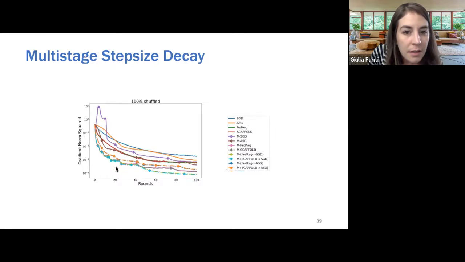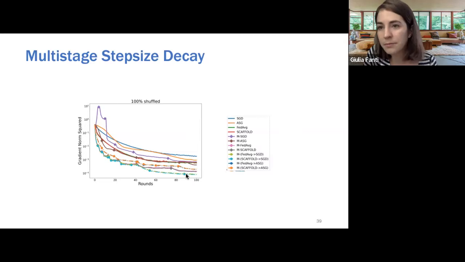Okay, so here the M-prefixed curves are the multi-stage step-size decays. M scaffold is the gray diamonds, which is kind of hidden behind the blue ones. But you can see this gray curve flattens out in the end, whereas M scaffold to SGD separates once we transition from the local to the global algorithm.